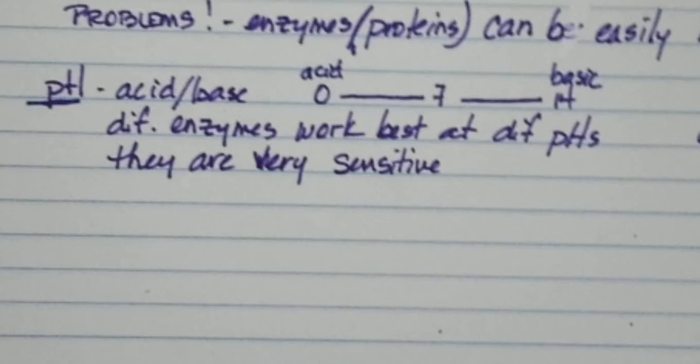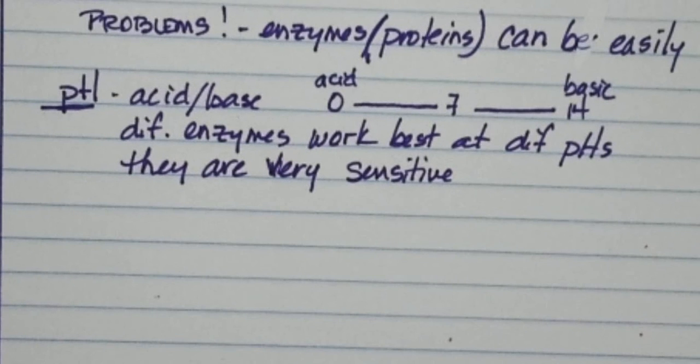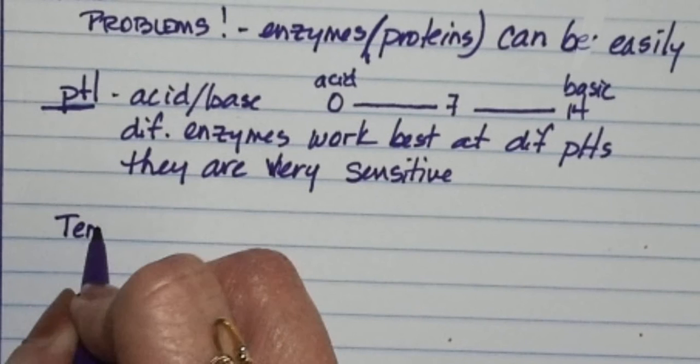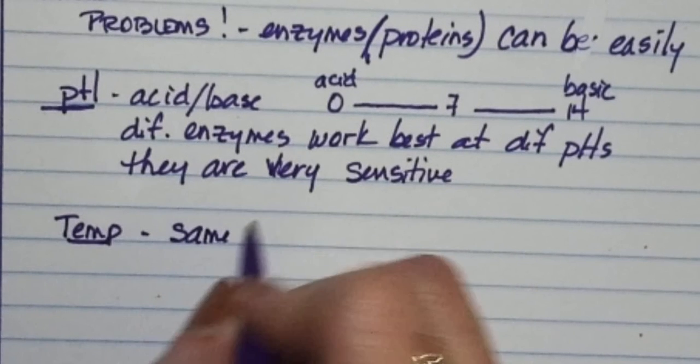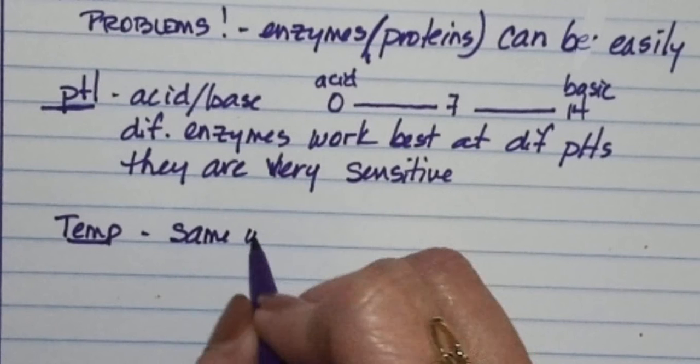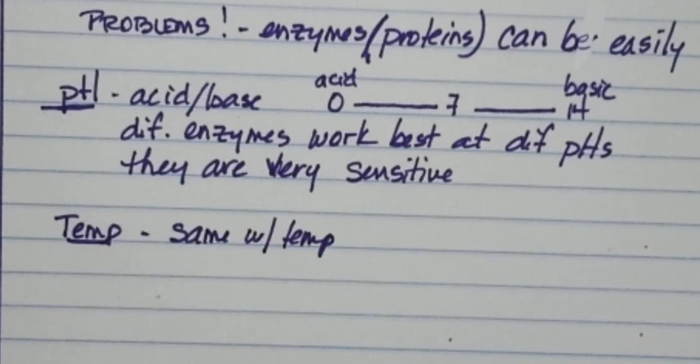The second one is temperature. We can mess them up with temperature. So it's the same with temp. I'm not going to write all that stuff again. It's the same with temperature. If your temperature is too high or too low, it's not going to work right. When animals hibernate in the wintertime, everything slows down, their body temperature lowers, and their enzymes don't work as well anymore. That's one of the ways that they can slow things down.